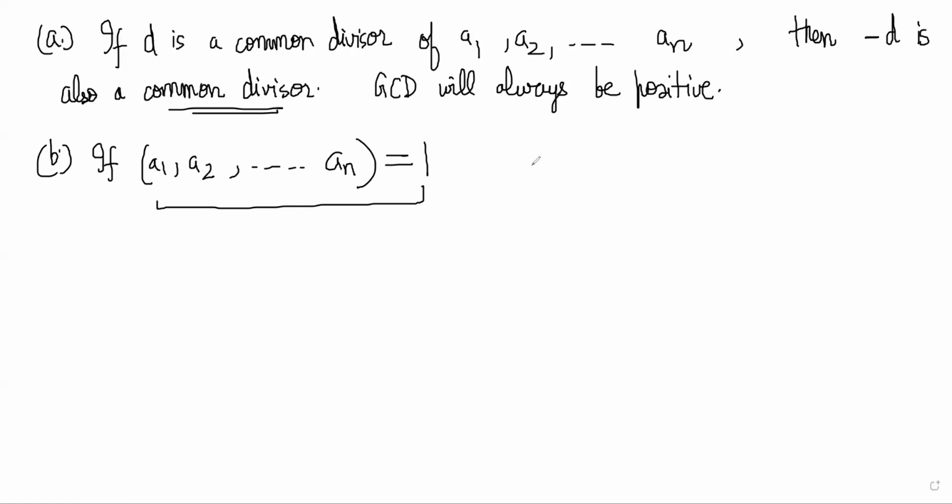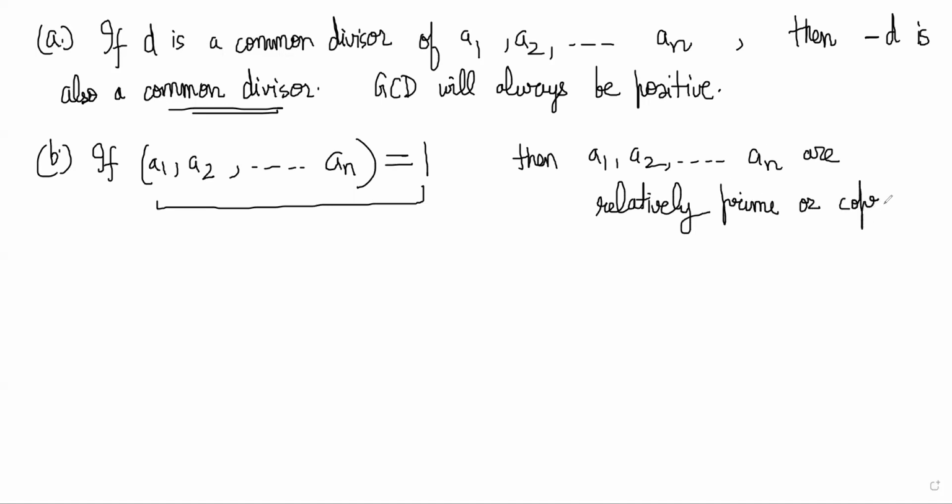this symbol basically means GCD of these numbers is 1. Then we say that A1, A2, ..., AN are relatively prime to each other or co-prime. Relatively prime or co-prime. Now, there is another idea of being prime to each other. You could also have, if any two numbers in this set A1, A2 till AN are relatively prime.